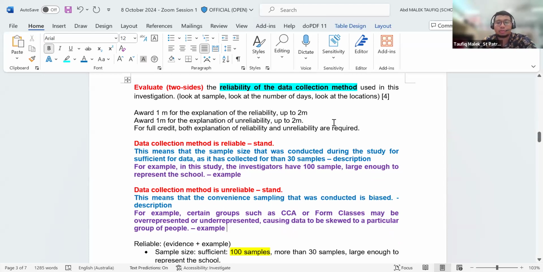Any question? So one, reliable, is SDE: stand, description, and example. Then unreliable is stand, description, and example. So one paragraph is 2 marks, the other paragraph is 2 marks, then you have your 4 marks allocated. Okay, any other question?